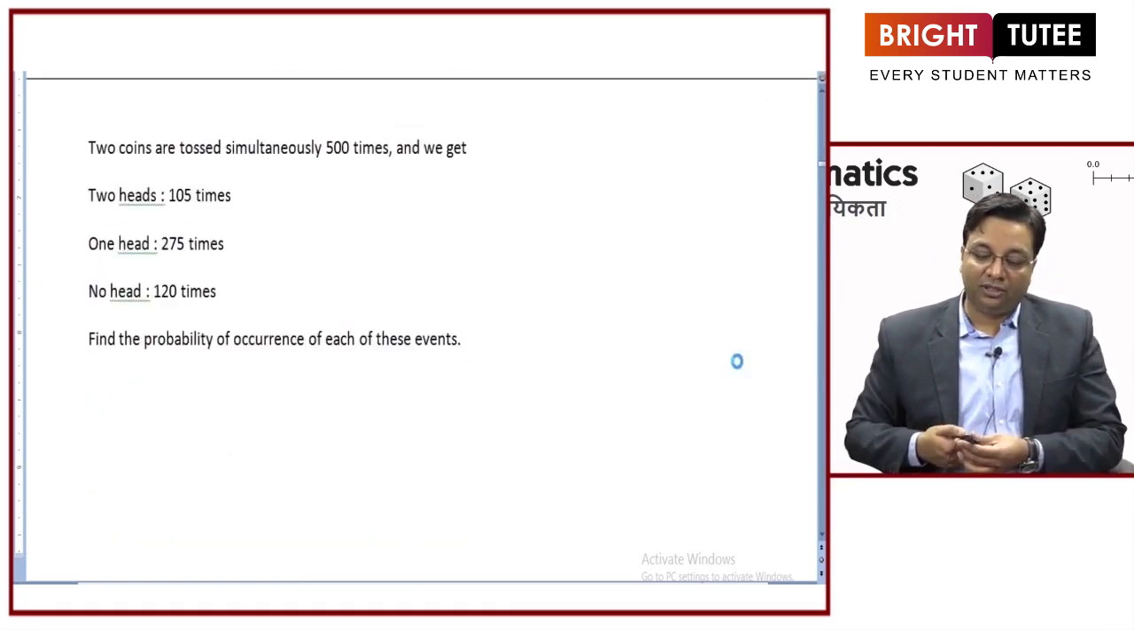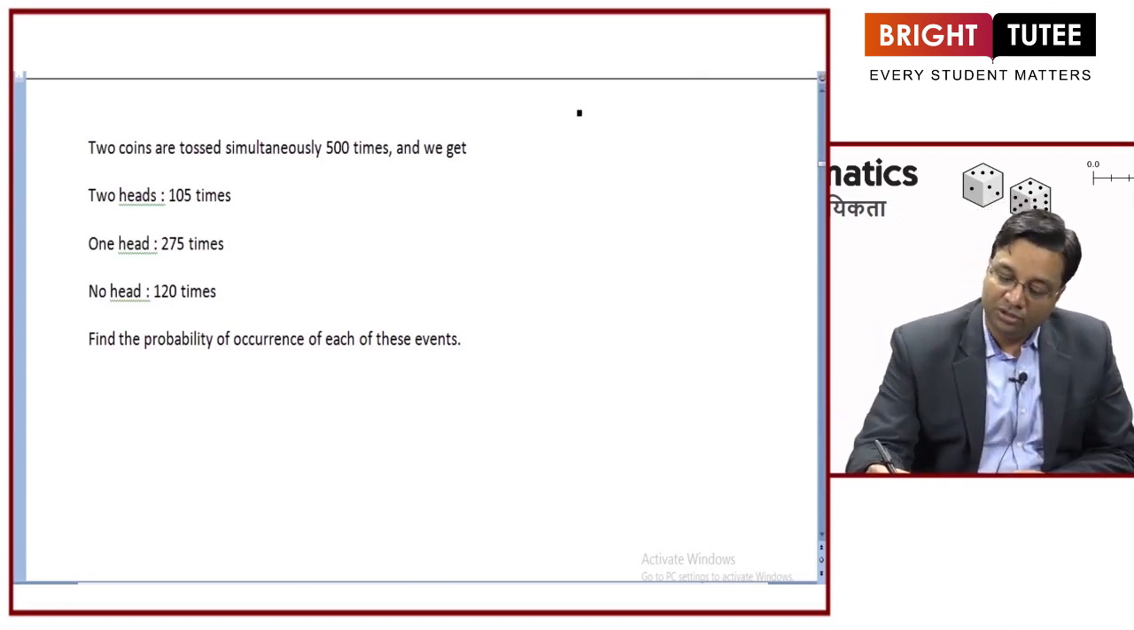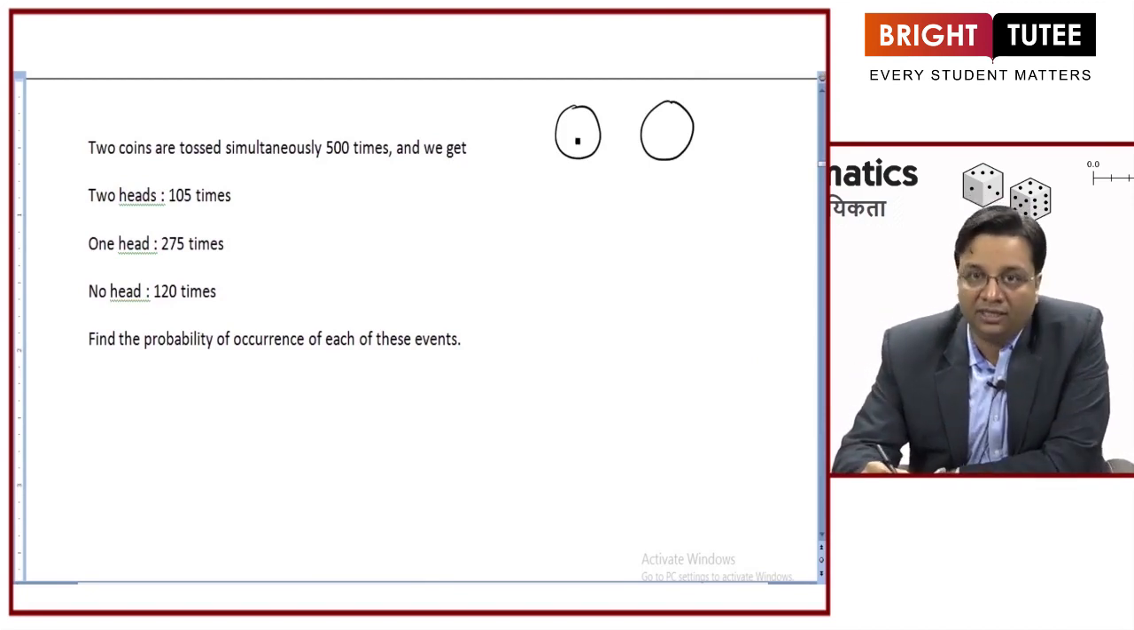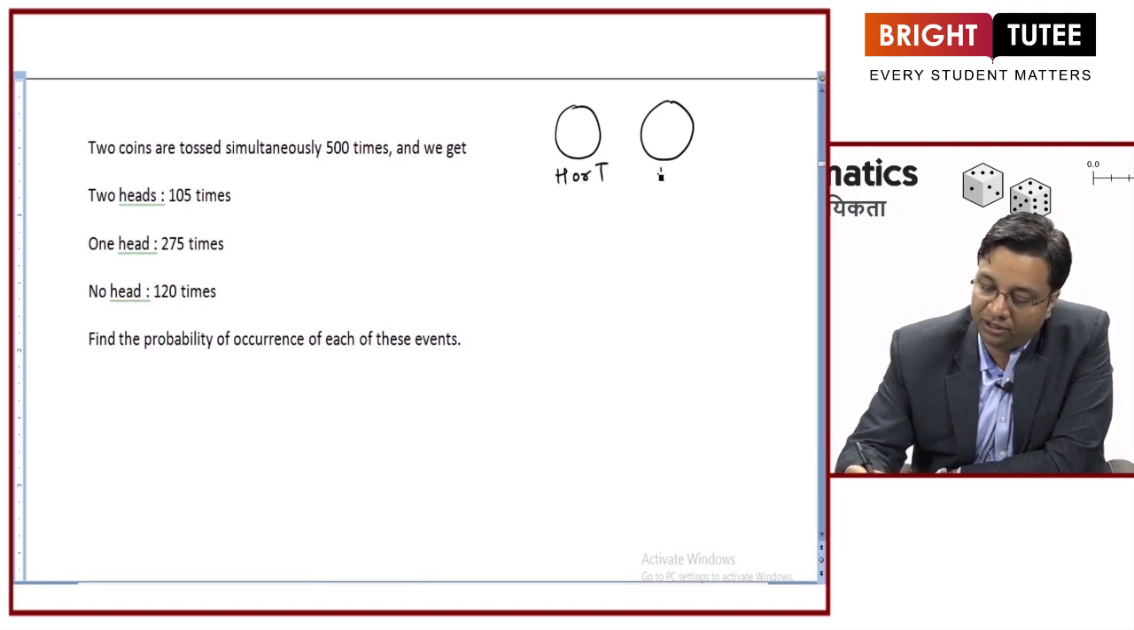Now two coins are tossed simultaneously 500 times. When you toss two coins simultaneously, what are the results that you can get? Let us say this coin can show head or tail on top, this coin can show head or tail on top, right? So what are the possible combinations?